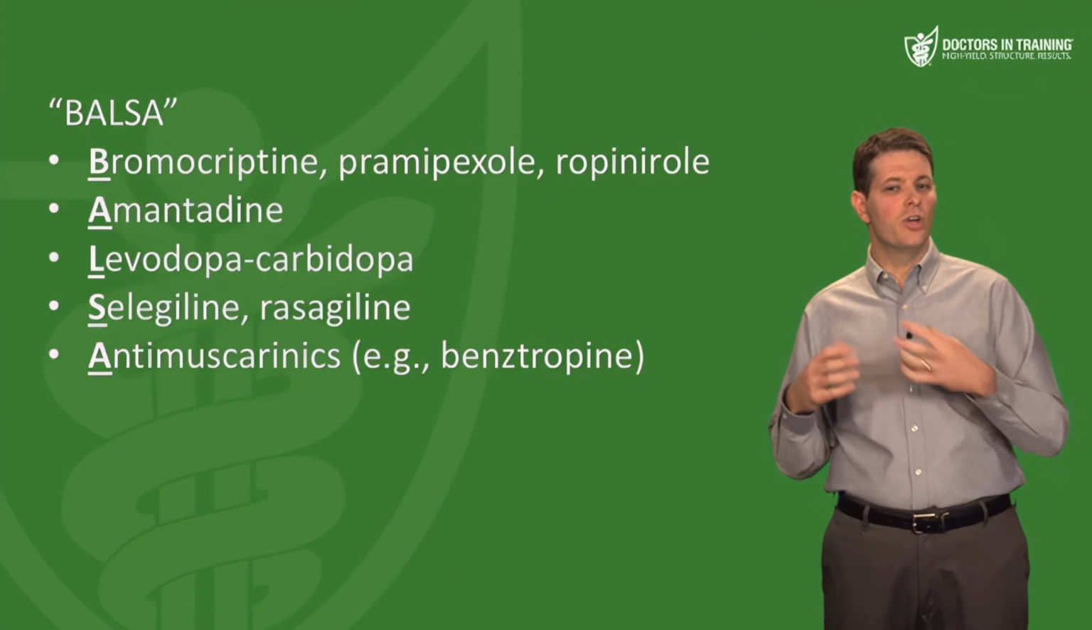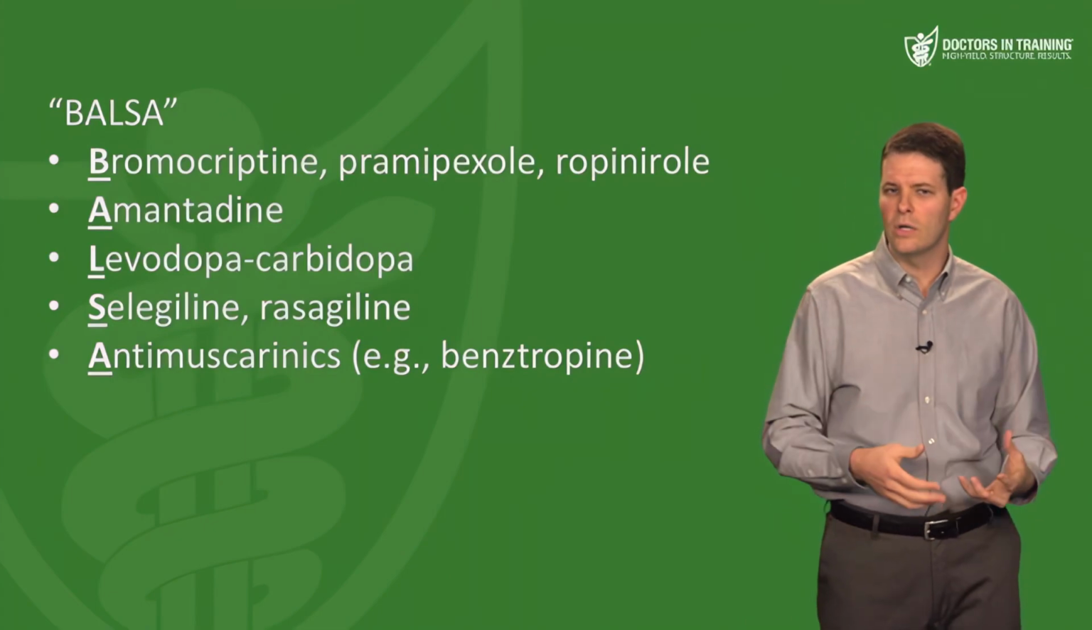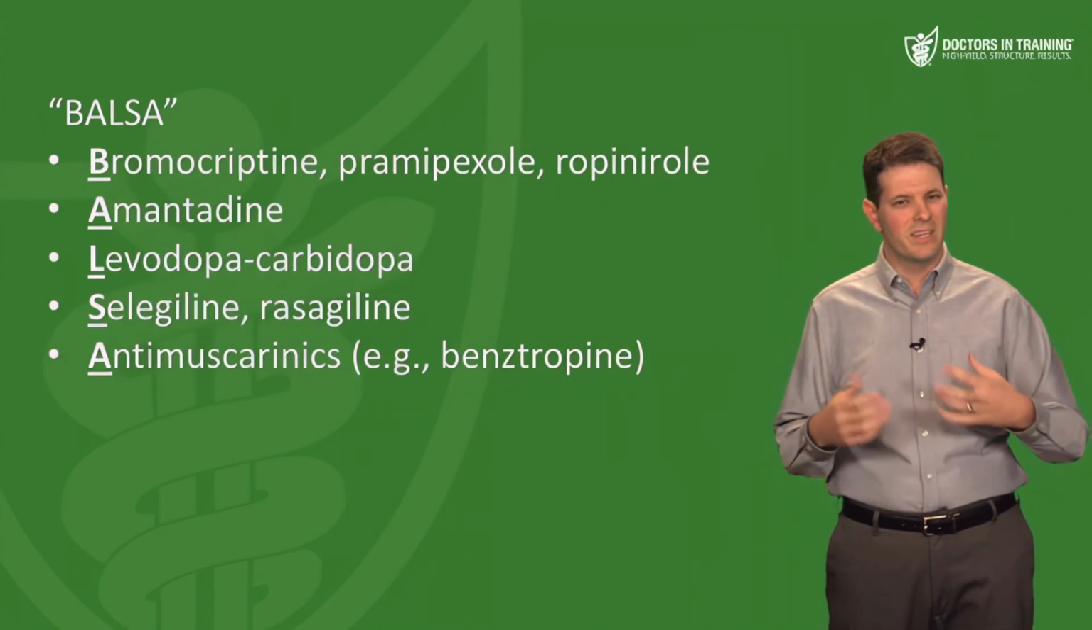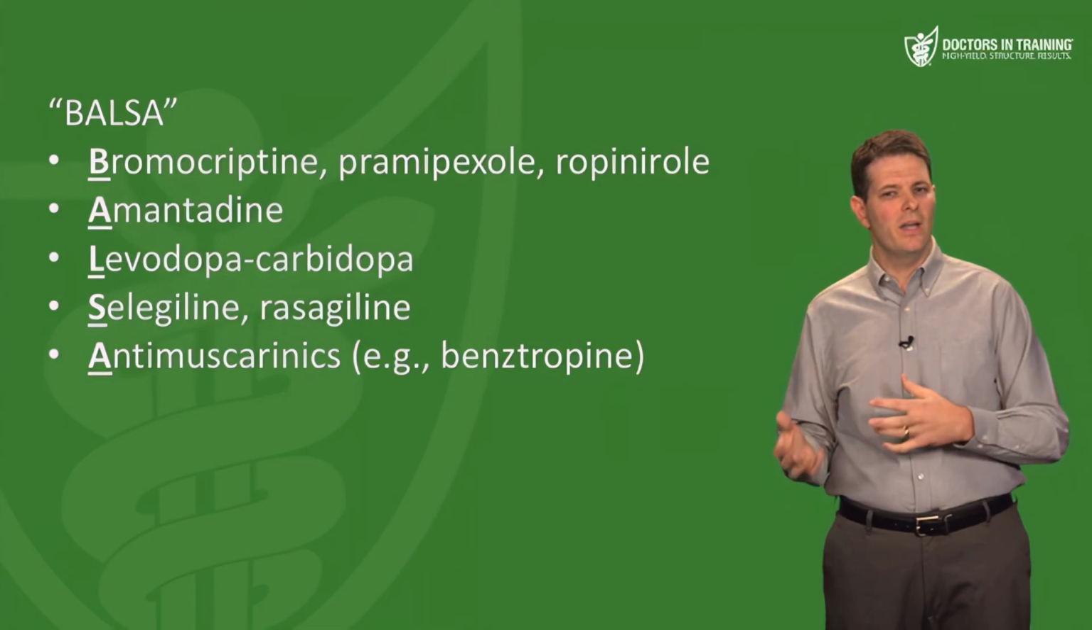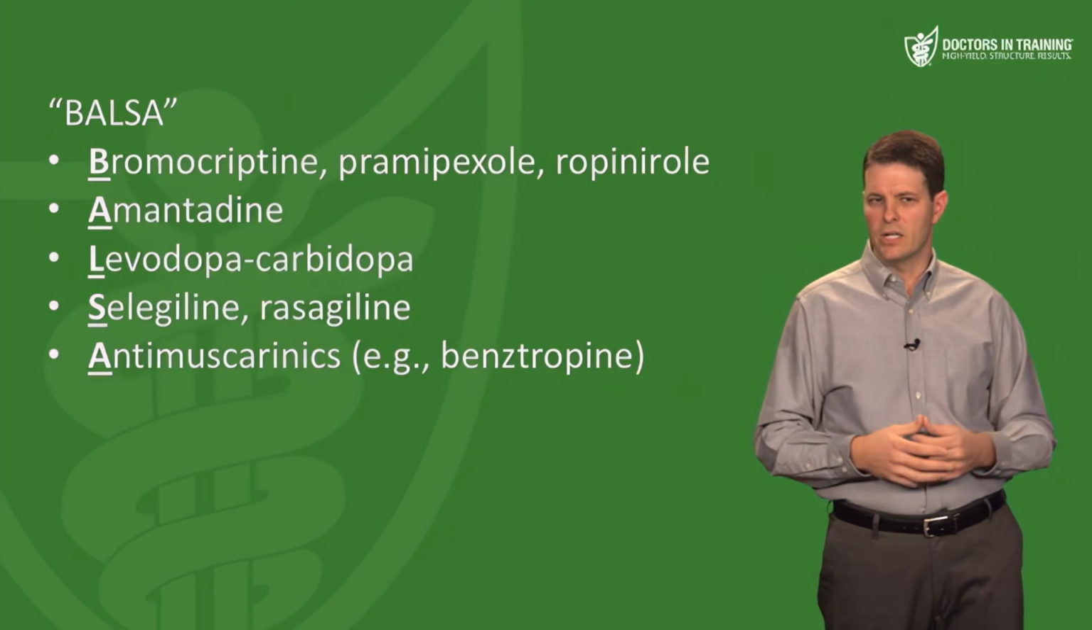So besides low dopamine levels, Parkinsonism can also be associated with increased levels of acetylcholine. So there are a handful of antimuscarinic drugs, such as benztropine, that we can use in Parkinson's patients that might help to treat some of the rigidity and the tremor, but these drugs don't do much for the bradykinesia.